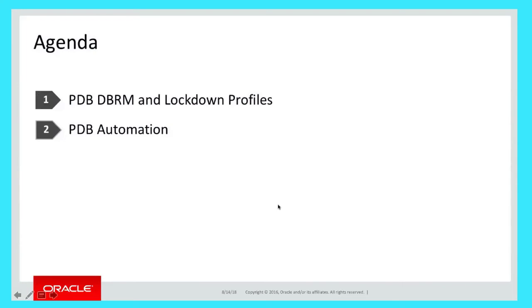We're really going to focus on three things. One is database resource management and lockdown profiles for PDBs, which were introduced in 12.2. We're going to recap what they are and show you how we implement both resource management and lockdown profiles in our own fully managed database services in OCI.